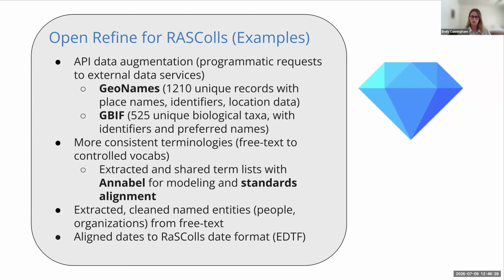OpenRefine can also be used to clean named entities like people and organizations. We're able to use the clustering tool. It'll scan an entire column to find different spellings or formattings of the same name, and then you can normalize the spelling in one batch edit for all of those records. And of course, you can easily normalize other types of data, including dates.